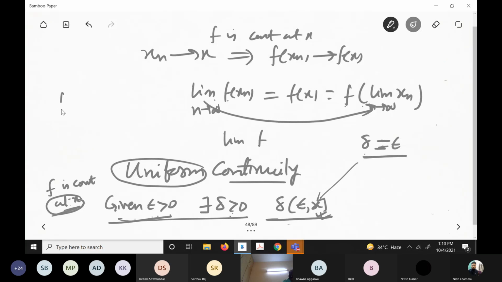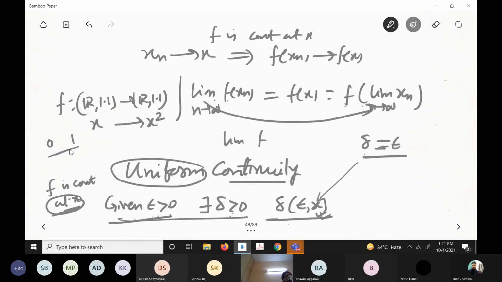Okay, but in another place you will see that delta will depend on x. Like if you take this simple function f from R to R, x to x square. It's a nice function. This is continuous. Here you can see that given epsilon, you take 2 points, 0 and 1. You see that given the same epsilon, you will have to choose different delta actually. The same delta will not work.